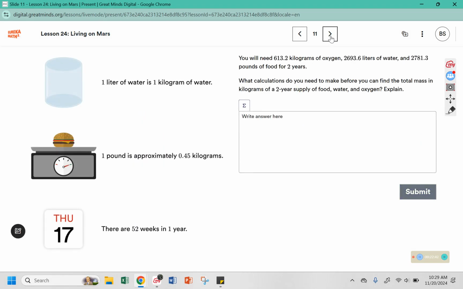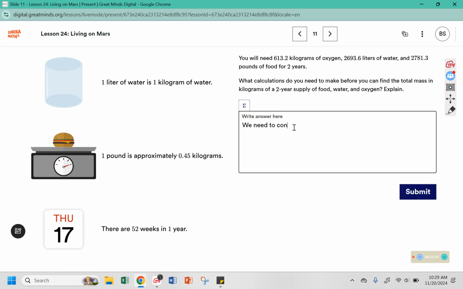You will need 613.2 kilograms of oxygen, 2,693.6 liters of water, and 2,781.3 pounds of food for 2 years. What calculations do you need to make before you can find the total mass in kilograms of a 2-year supply of food, water, and oxygen? Explain.